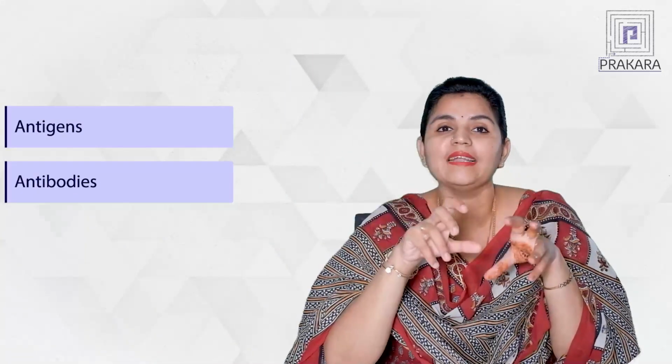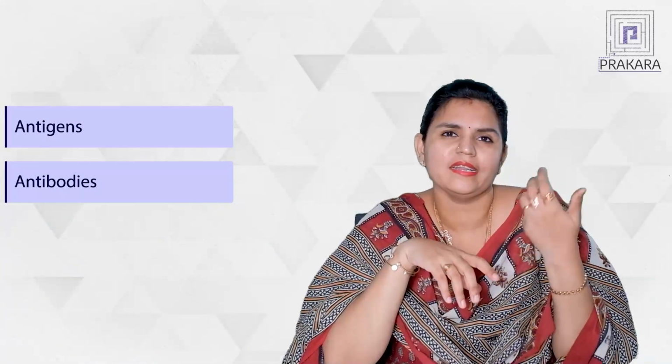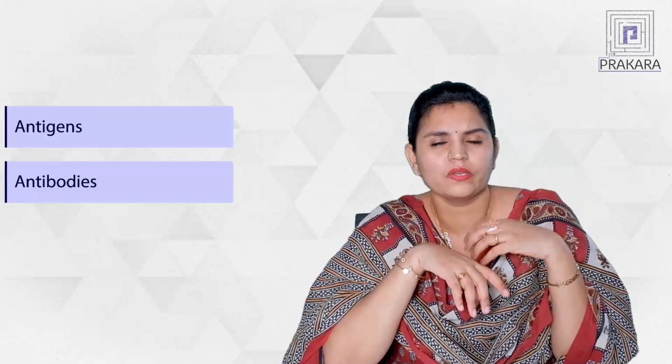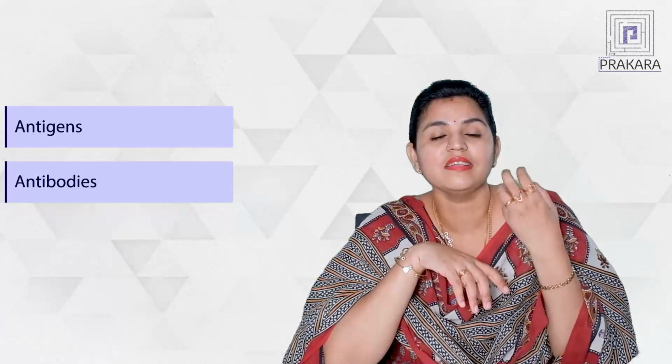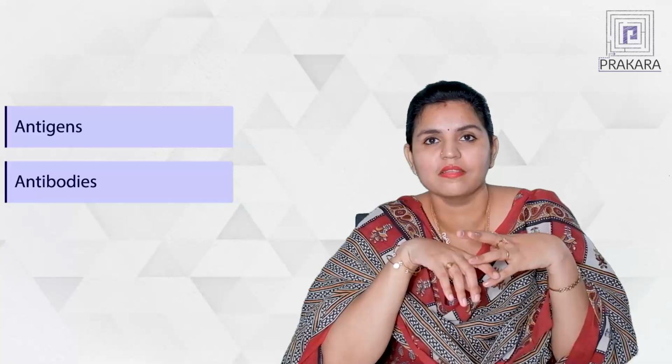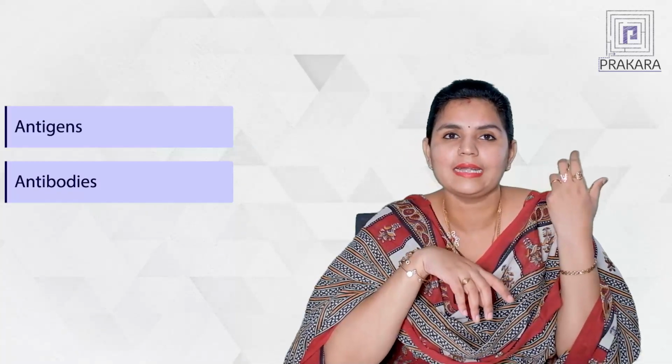The main components of the immune system are antigens as well as antibodies. An antigen is a foreign substance. It can be a virus, a bacterium, or any other particle which is entering our body which is foreign. That is nothing but your antigen.